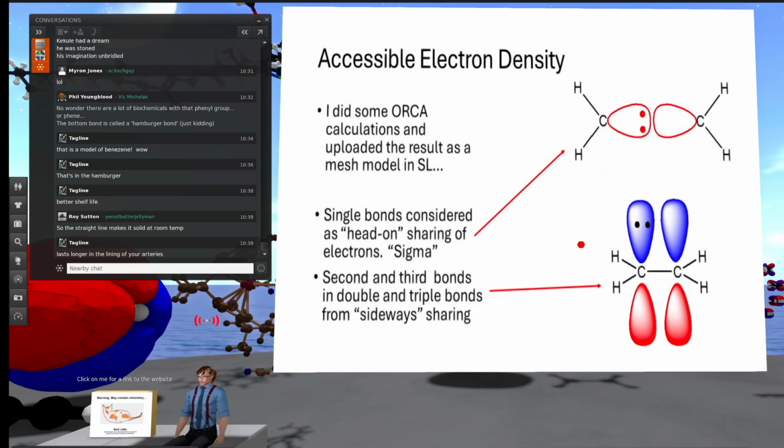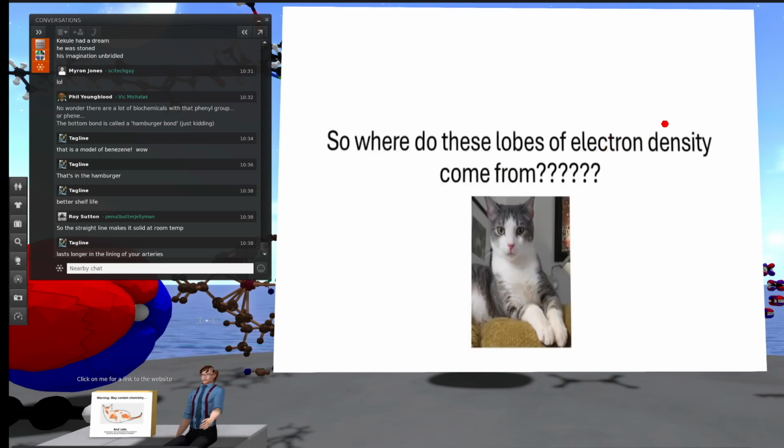So one thing I had mentioned earlier is that the electron density for the pairs of electrons in double bonds are very much more accessible, and I've shown you that model. The sigma bonds, as they're called, the electron density is just really in between the two atoms and is much less accessible.